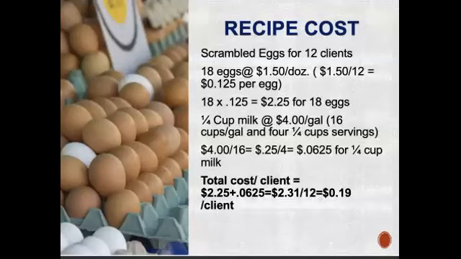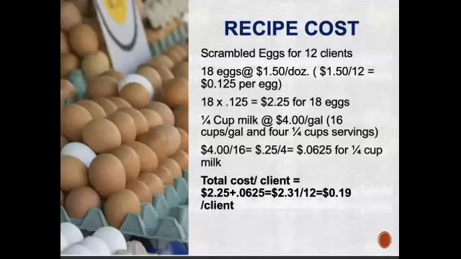About 0.125 cents. And I want to use 18 eggs. 18 eggs times 0.125 is equal to $2.25 for 18 eggs.